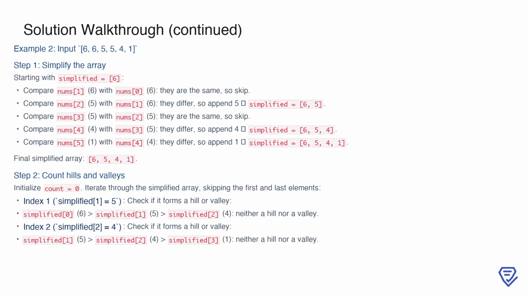At index 1, the value 5 has neighbors 6 and 4. Since 6, 5, 4, this is neither a hill nor a valley. At index 2, the value 4 has neighbors 5 and 1. Again, 5, 4, 1 does not form a hill or valley. Therefore, the final count remains 0.